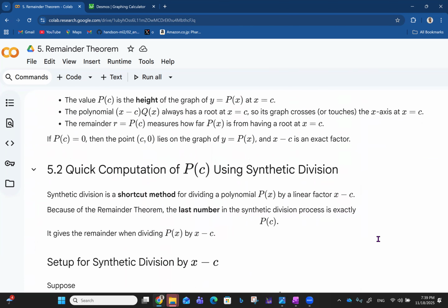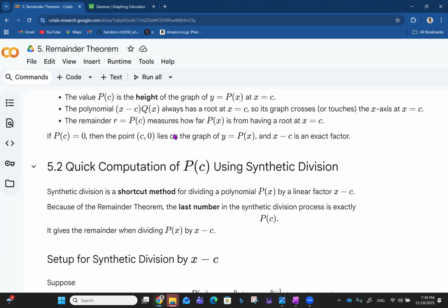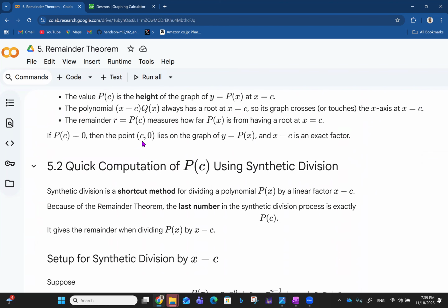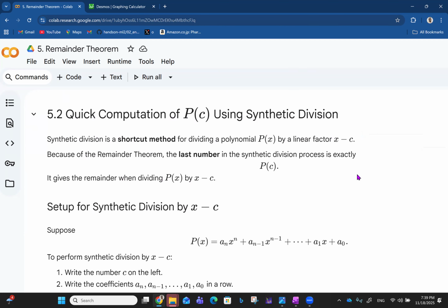So if p of c is equal to 0, if by the time you substitute that value you get 0, it means the expression it comes from is actually a factor. So the point c comma 0 lies on the graph of y equals p of x, and x minus c is an exact factor. When it comes to factorizing, factorizing quadratic expressions is relatively easy. But if you want to factorize a cubic, quartic, quintic, or higher function, you may need to use this remainder thing to see whether something is a factor of a particular expression or not.